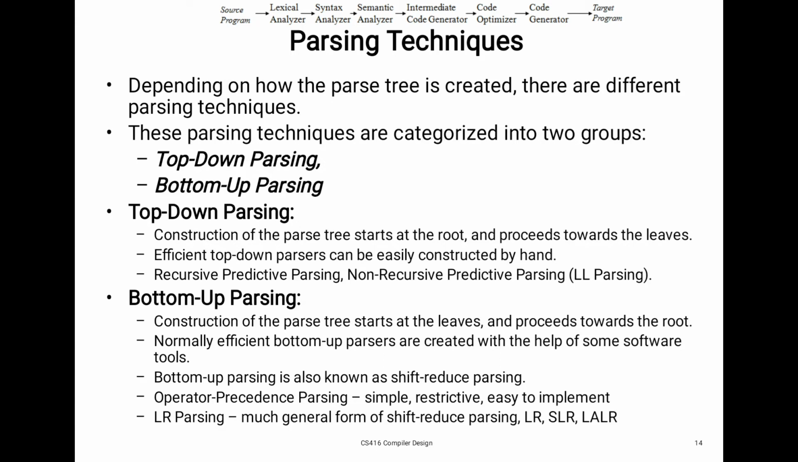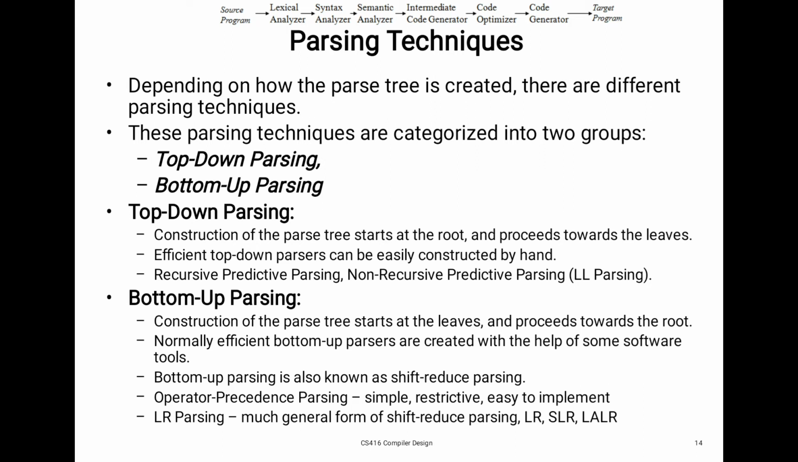There are two types of parsing techniques. Depending on how the parse tree is created, there are different parsing techniques. These parsing techniques are categorized into two groups: one is top-down parsing, the second is bottom-up parsing. In top-down parsing, construction of the parse tree starts at the root, that means the assignment operator root, and proceeds towards the leaves. Efficient top-down parsers can be easily constructed by hand. Examples are recursive predictive parsing and non-recursive predictive parsing, which is called LL parsing.